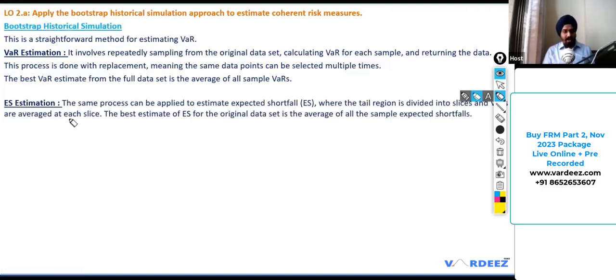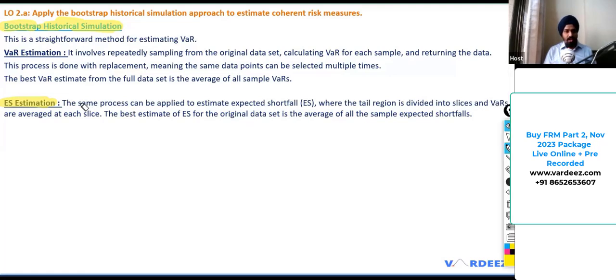How about the expected shortfall when you have a method like Bootstrap and the historical simulation? How do you calculate that? Well, it's the same process. You take the data, you take multiple samples, and for each sample, you calculate the expected shortfall, just like we do in the historical simulation method. And then we average it out.